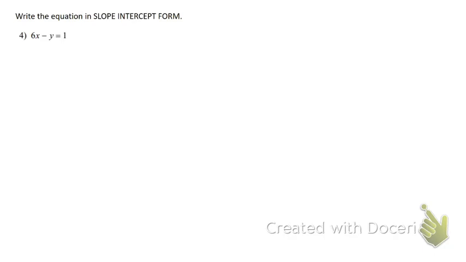All right, this one's only a little bit different because of the negative y without it being a number, but if you treat it the same, you'll be fine.